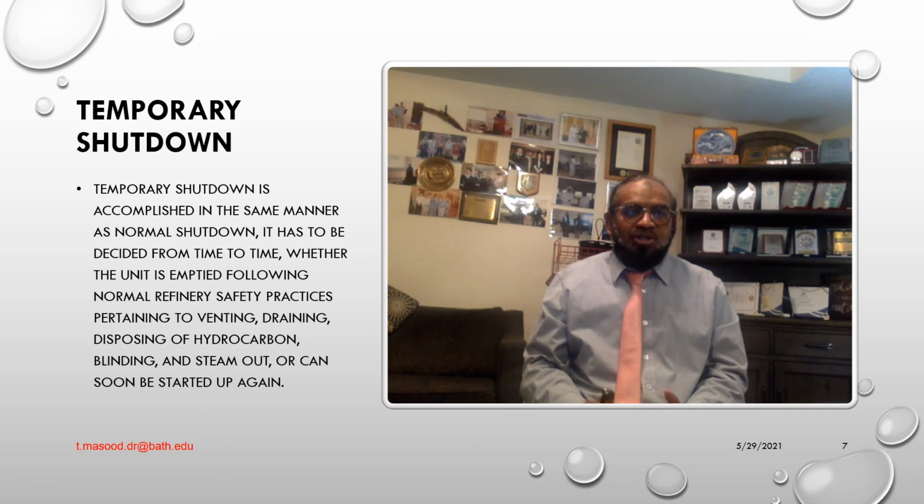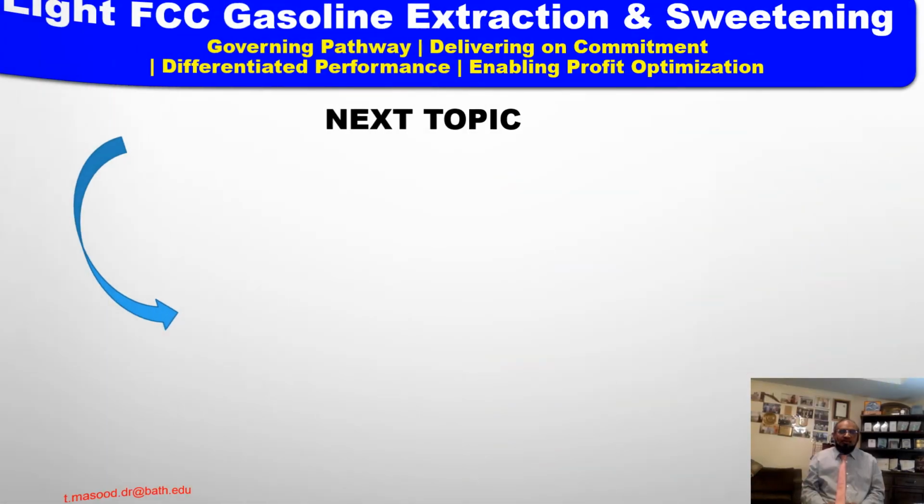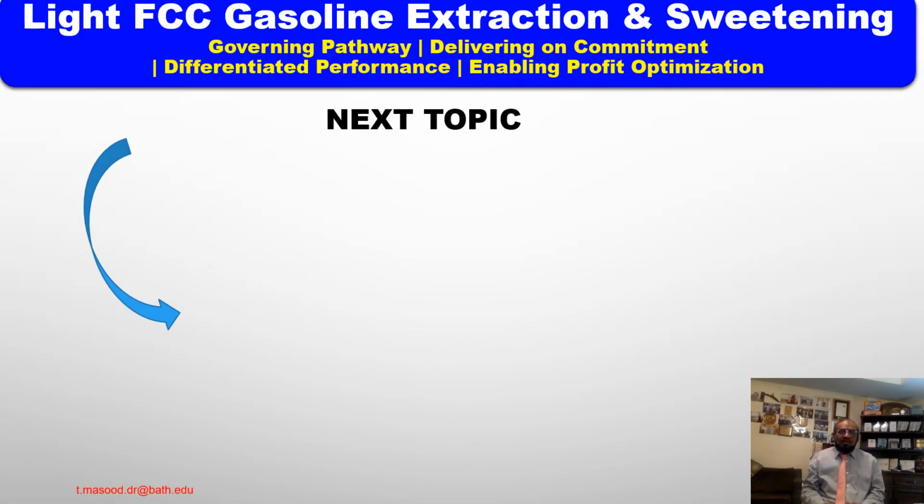A temporary shutdown is accomplished in the same manner as a normal shutdown. It has to be decided from time to time whether the unit is emptied following normal refinery safety practices pertaining to venting, draining, disposing of hydrocarbon, blinding and steam out, or can soon be started up again. Next topic, we are going to discuss emergency shutdown procedure.